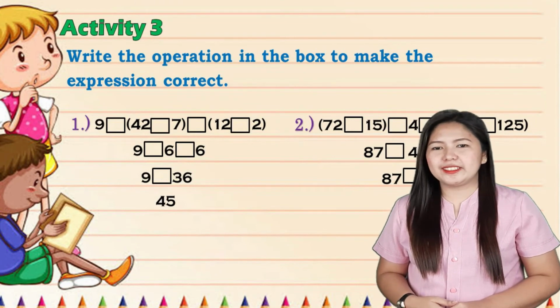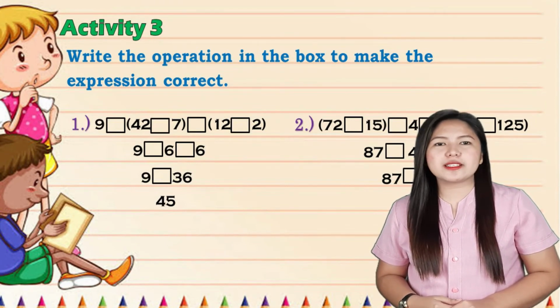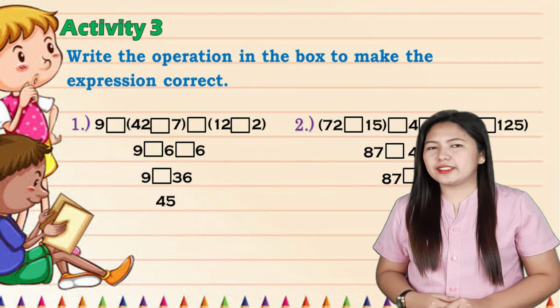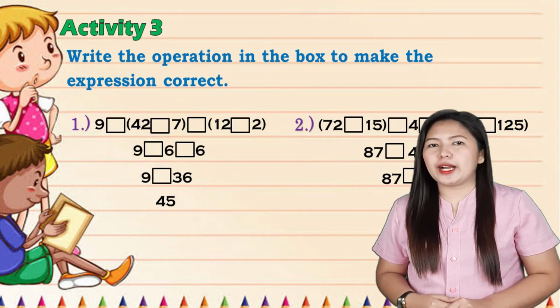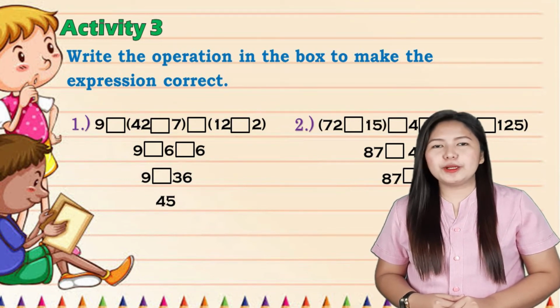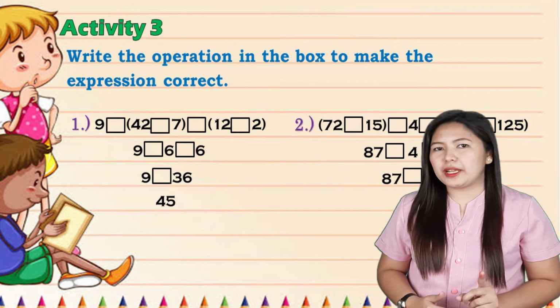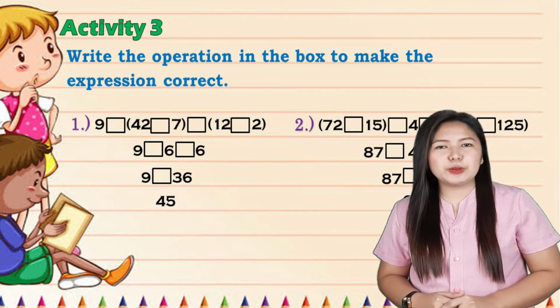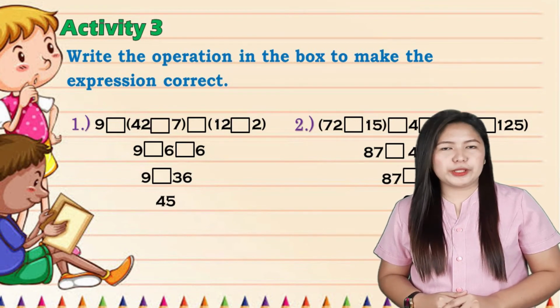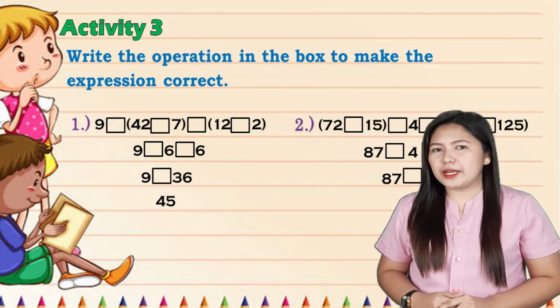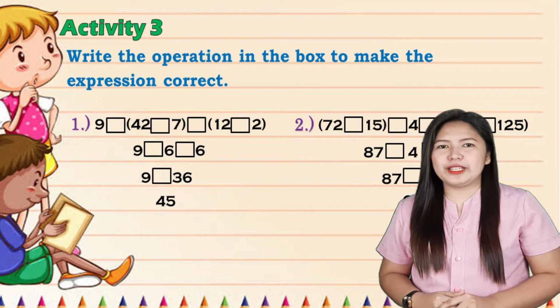Activity number 3. Write the operation in the box to make the expression correct. Ilalagay lamang natin sa loob ng kahon ang tamang simbolo para maging tama ang bawat expression. Bibigyan ko lamang kayo ng 15 segundo sa bawat expression. Handa na ba kayo? Simulan na natin. Number 1.